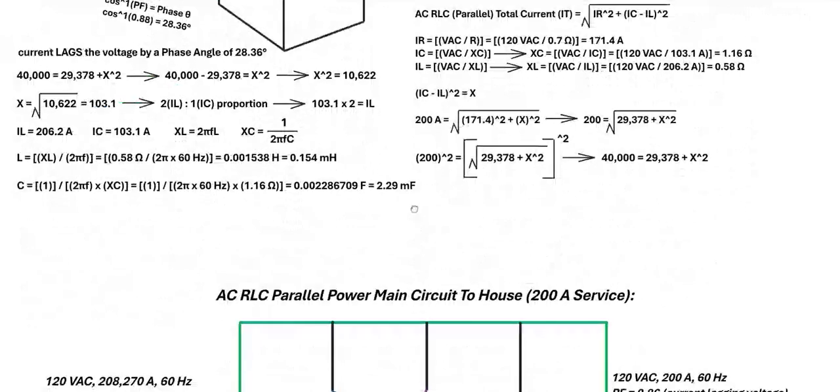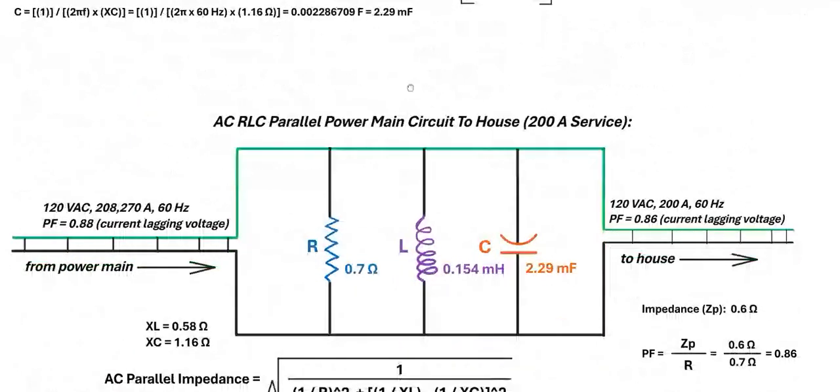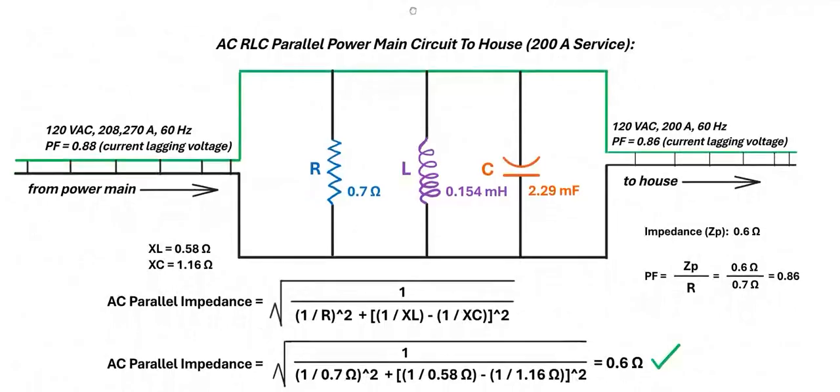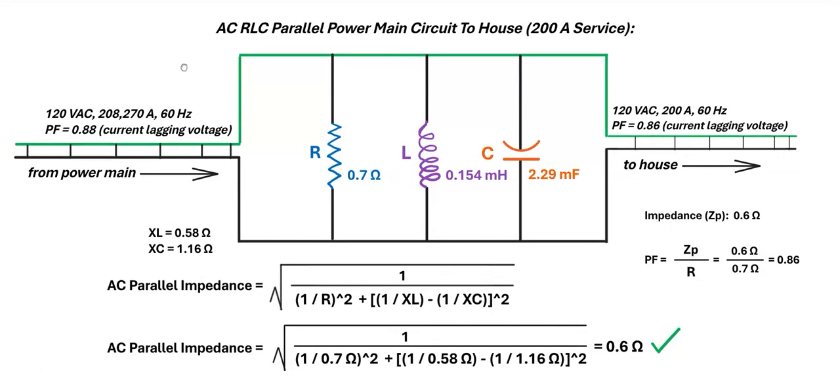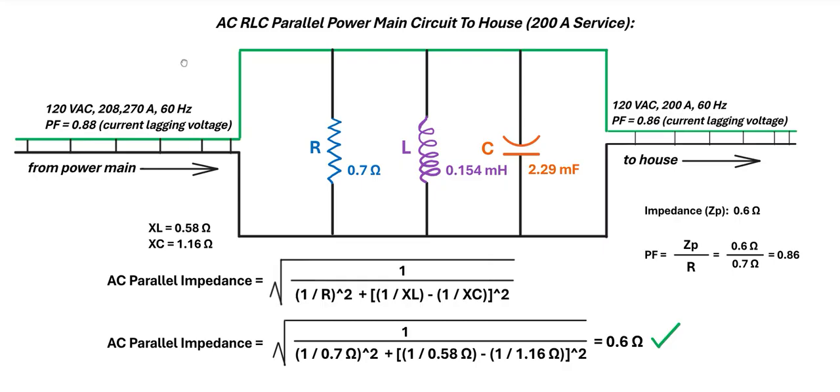So we can scroll down here and look at our design to fabrication manufacturing. So we have the AC RLC parallel power main circuit to house 200 amp service, and we've put the resistor, inductor, and capacitor in at 0.7 ohms for the resistor, 0.154 millihenries for the inductor, and 2.29 millifarads for the capacitor. So incoming from the power main is 120 VAC, 208,270 amps, 60 cycles per second, power factor 0.88, current lagging the voltage.